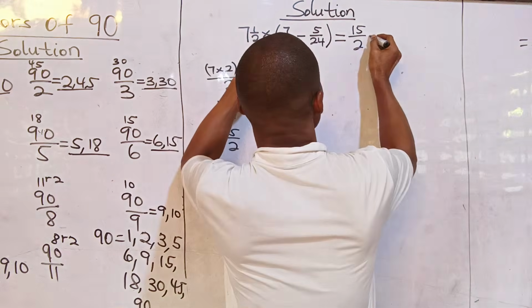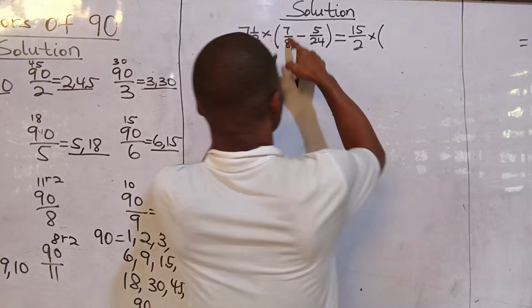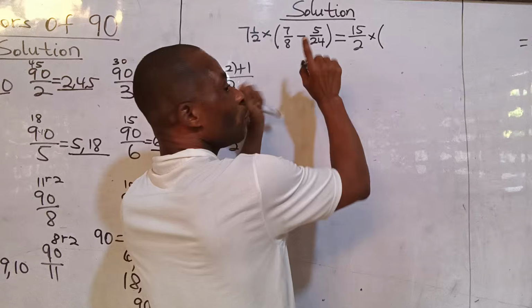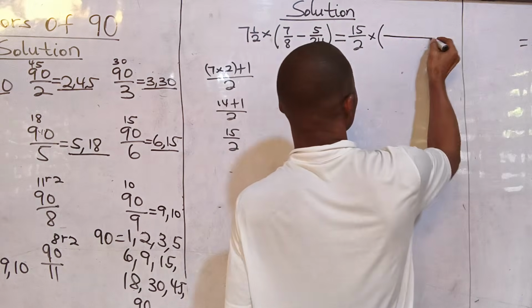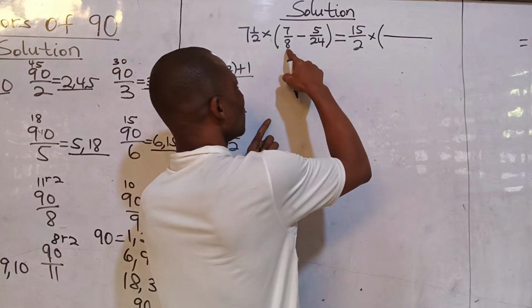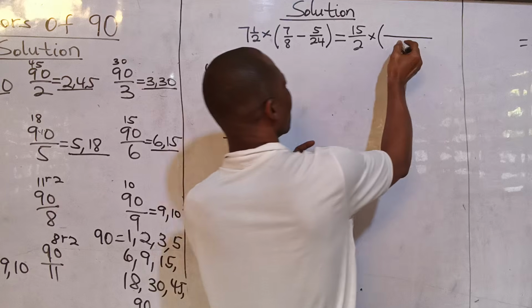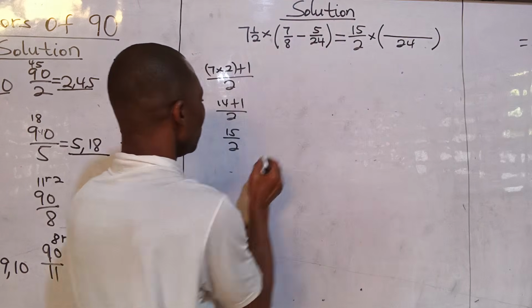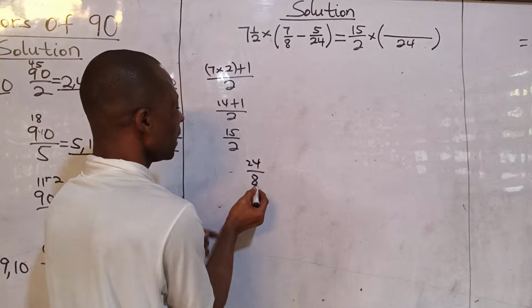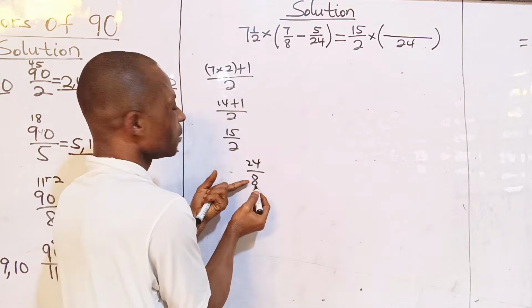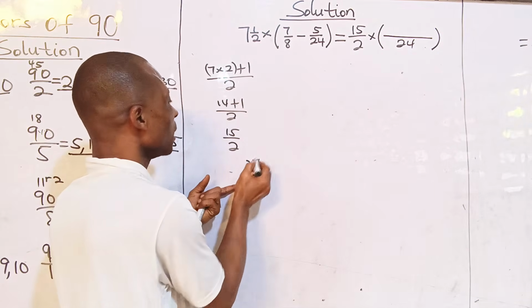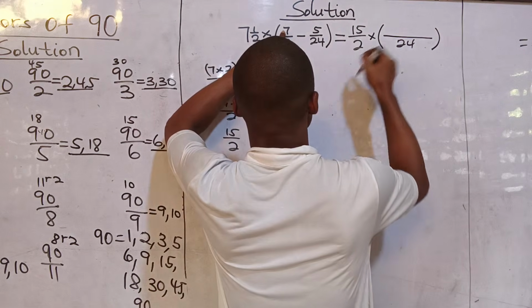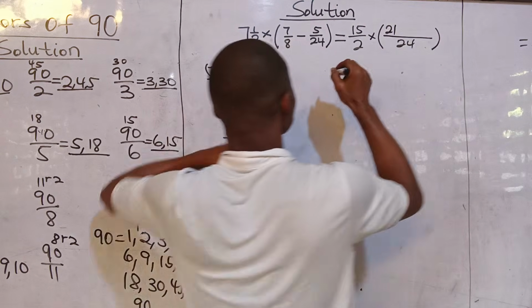So when you come here, times into bracket, here it is direct proper fraction, because there are no mixed fractions. We are going to find the LCM between 8 and 24. The LCM is 24. How many times will 8 divide 24? 8 1 is 8, 8 2 is 16, 8 3 is 24, so 3. The 3 will multiply the 7 here, so that is going to be 21.